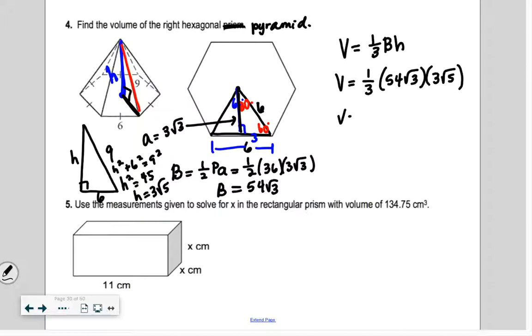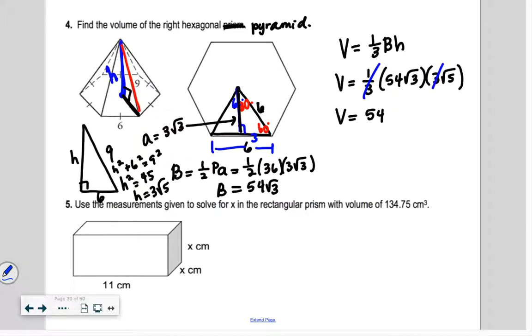All right, so what's our volume then? So let's start trying to combine our terms. So I have 1/3 and 54. So let's do 54 divided by 3. So that's 18. And then times 3 is 54. Why did I do it that way? Shouldn't I have just done 1/3 and 3? That would have been really smart.